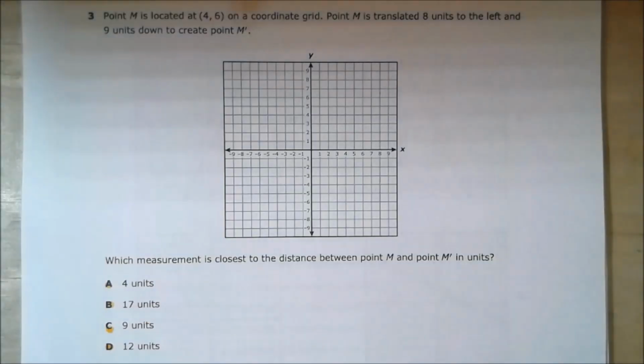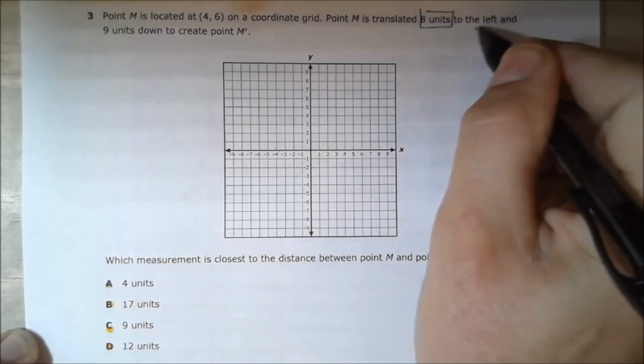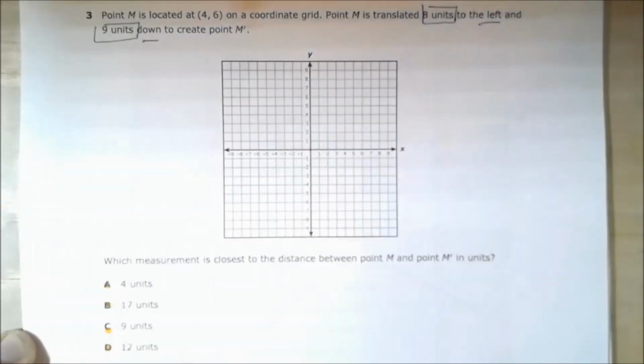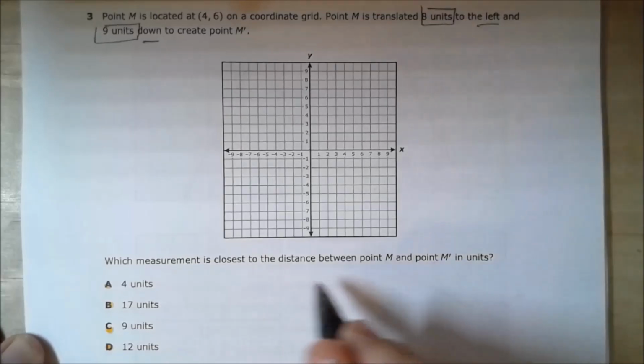Alright, in problem number 3, it says point M is located at 4, 6 on the coordinate grid. Point M is translated 8 units left. So we're going to go ahead and box that and underline it. And 9 units down. Box it, underline it, to create point M prime. Which measurement is closest to the distance between point M and point M prime in units?